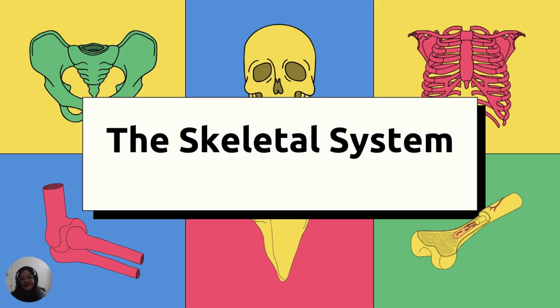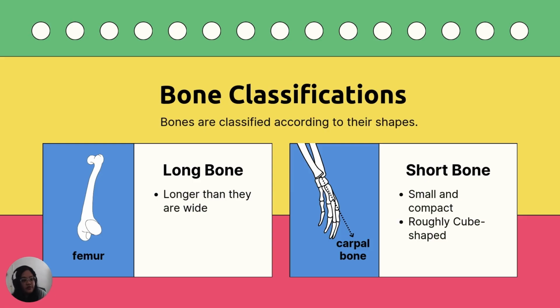Hi everyone, it is APC Angelica and I will be going over the skeletal system, functions, and bone classifications. First off, we'll talk about the bone classifications. We have 4 types. So the first type is long bones. These bones are longer than they are wide, so 2 examples would be your femur and your humerus.